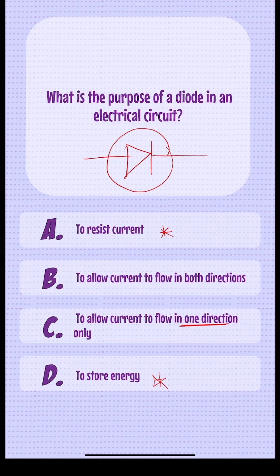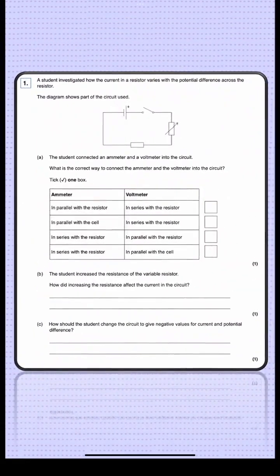If you want to memorize that, think of this as an arrow. See here, we've got an arrow. It's only allowing current to flow in that direction. If it tries to flow in the other direction, the resistance is very high and it stops. It basically stops the current.